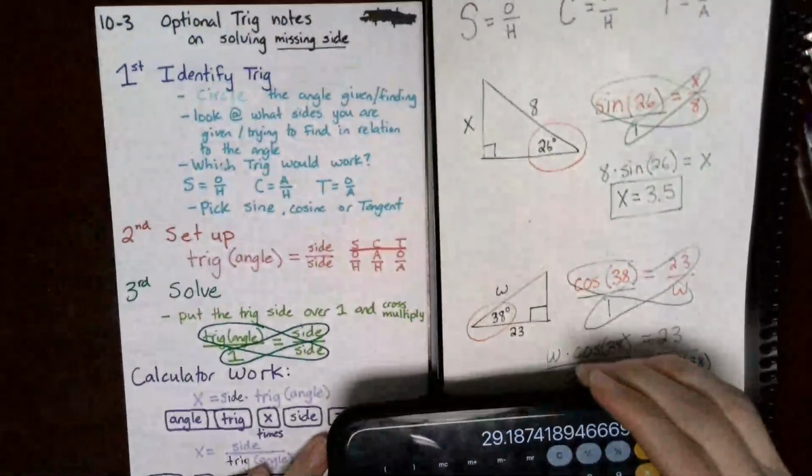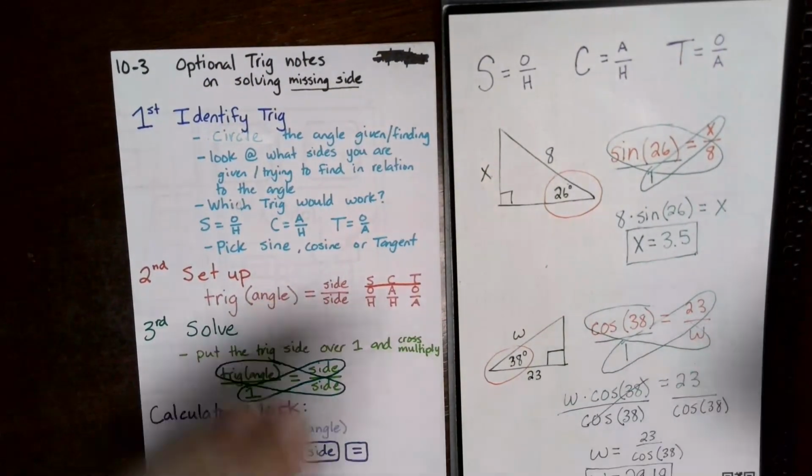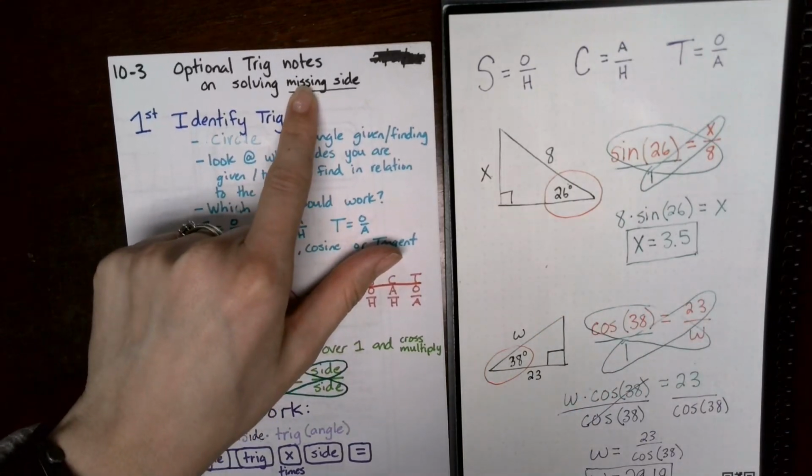So that is how we solve for a missing side, okay? Solving for a missing side.